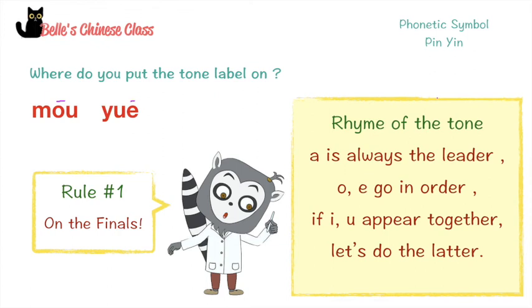And this one, the third one, if we follow the order A, O, E, we should put it on E. However, that's wrong. Remember, if I, U appear together, let's do the latter. So we need to put it on U, qiu. Okay, great. You have now learned the most important part of Chinese, Pinyin, the phonetic symbol of Chinese characters.